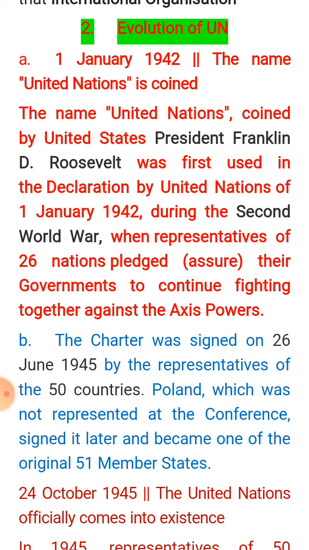We have completed so far the types of organizations, what international organizations are, what the benefits of international organizations are, why they are important, and in what way they work. Right now, second, we will learn about the UN. That was the largest international organization, and we will understand about the UN. UN means the United Nations, right?